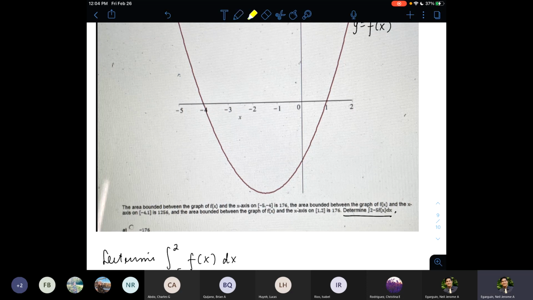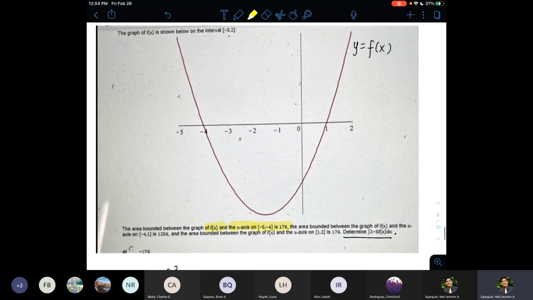First, we were told here that the area between f and the x-axis from -5 to -4 is 176. So from -5 to -4, the area is 176. Here, this shaded region is above the x-axis, so that means the integral is exactly the area. So the integral from -5 to -4 of f of x dx is the actual area, right? Which, according to the problem, is 176.